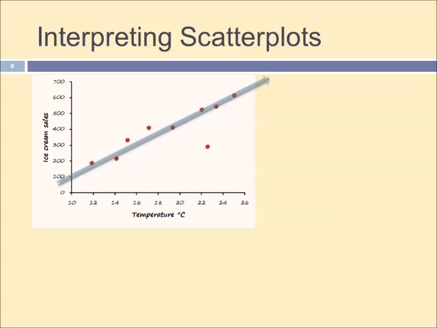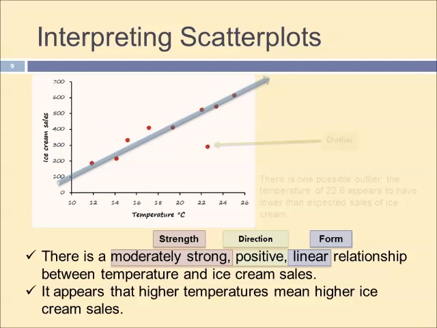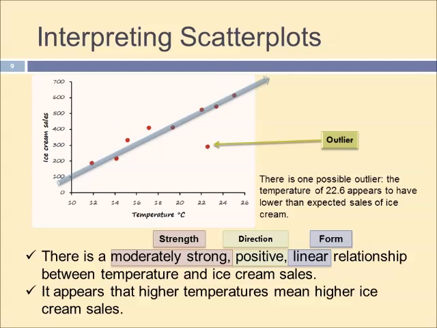So how do we interpret this? Well, there's a moderately strong positive linear relationship between temperature and ice cream sales. Note, we have here the strength we describe as moderately strong, the direction is positive, and the form is linear. It appears that higher temperatures mean higher ice cream sales. Note, there's one possible outlier. The temperature of 22.6 appears to have a lower than expected sales of ice cream.